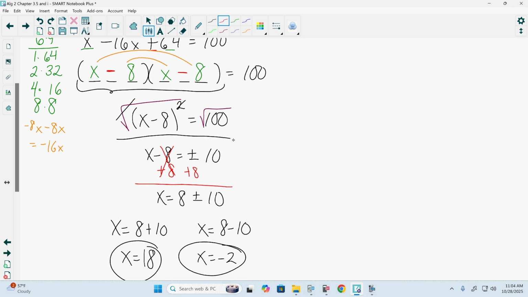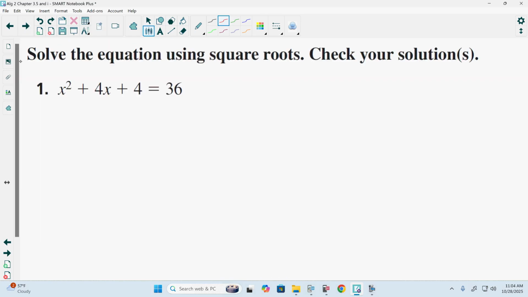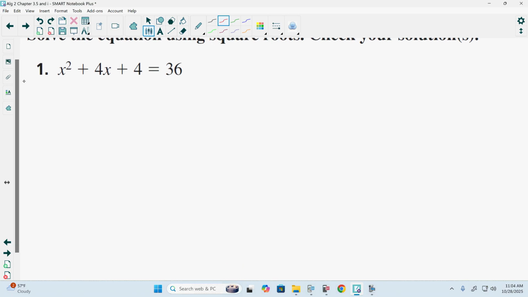Because once we get here, it doesn't matter what it is. We can take the square root of both sides and solve. That's what's nice about this. Now we're going to look at two more, this one and the next one. X squared plus 4x plus 4 is a perfect square trinomial.